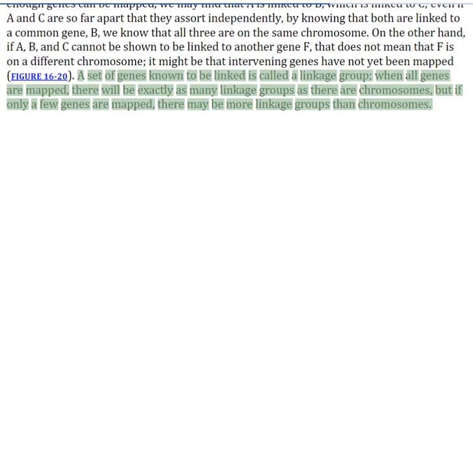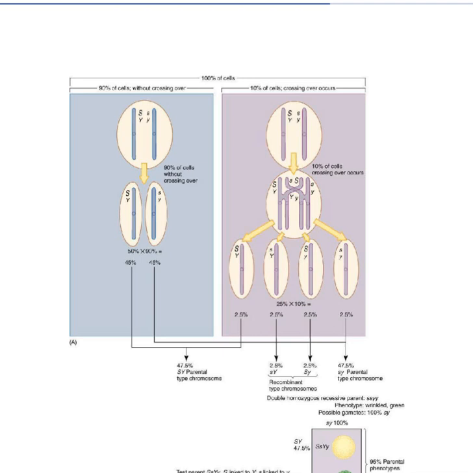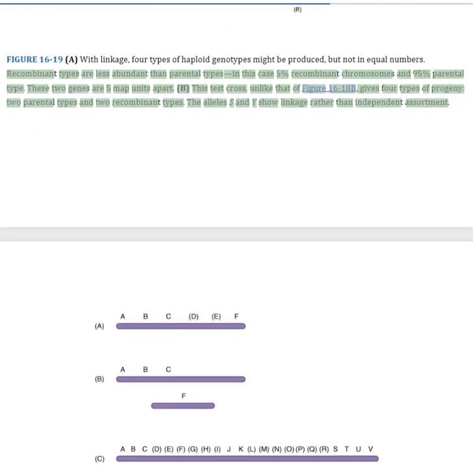A set of genes known to be linked is called a linkage group. When all genes are mapped, there will be exactly as many linkage groups as there are chromosomes, but if only a few genes are mapped, there may be more linkage groups than chromosomes. In Figure 16.19 with linkage, 4 types of haploid genotypes might be produced, but not in equal numbers. Recombinant types are less abundant than parental types, in this case 5% recombinant chromosomes and 95% parental type. These two genes are 5 map units apart. This test cross, unlike that of Figure 16.18b, gives 4 types of progeny, 2 parental types and 2 recombinant types.